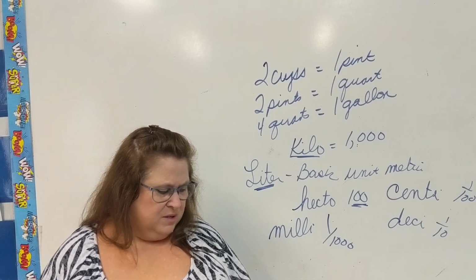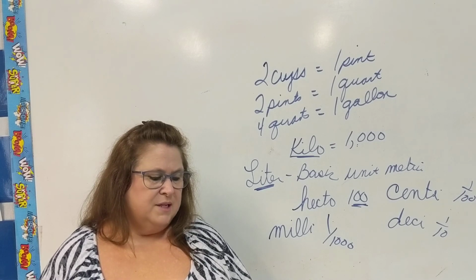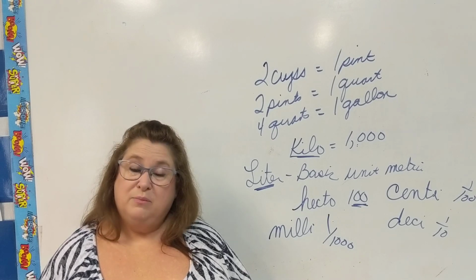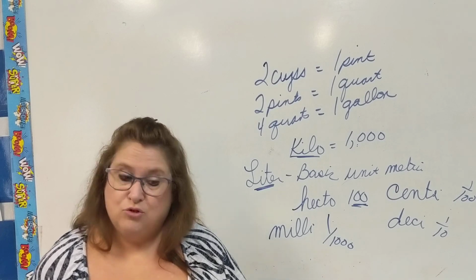2 tablespoons equals 6 teaspoons. Well, it says that 3 teaspoons equal 1 tablespoon. So 2 tablespoons would definitely be 6 teaspoons. So we're going to mark A because that is so true.